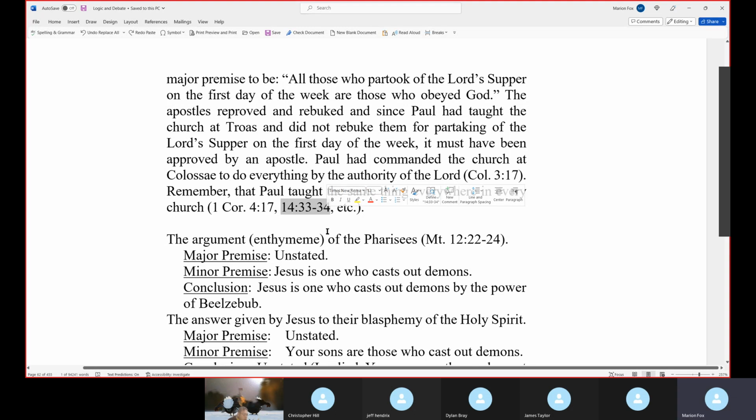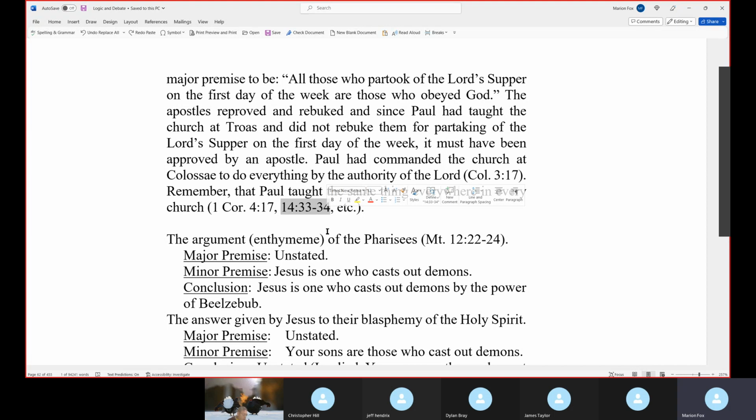1 Corinthians 14:33-34. All right. 14:33-34, he says, "For God is not a God of confusion, but of peace." In the American Standard, it ends the sentence there and begins a new sentence. The King James does not. I think the American Standard is right. "As in all the churches of the saints." So what instruction I'm giving you, I gave that same instruction in all the churches.